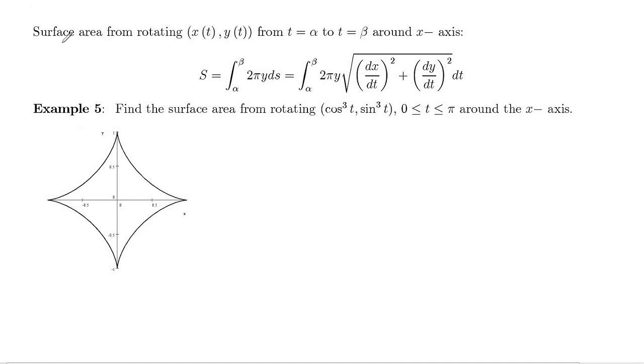So next we are going to consider the surface area of a surface of revolution from taking your parametric curve x of t, y of t from t is alpha to beta and rotating around the x-axis. So then the surface area of that parametric curve is going to be 2 pi r L. Remember, for the surface area of a surface of revolution, you are integrating 2 pi r L.